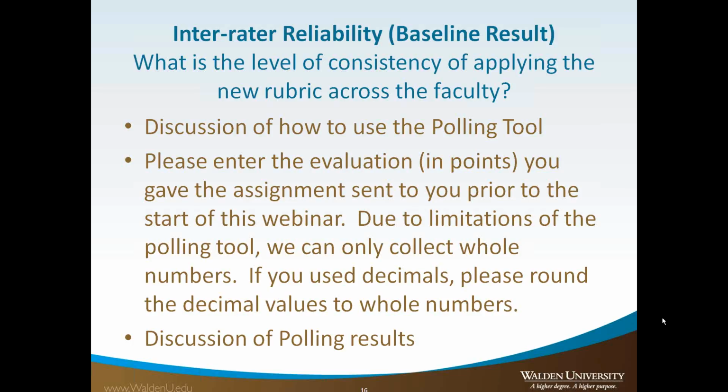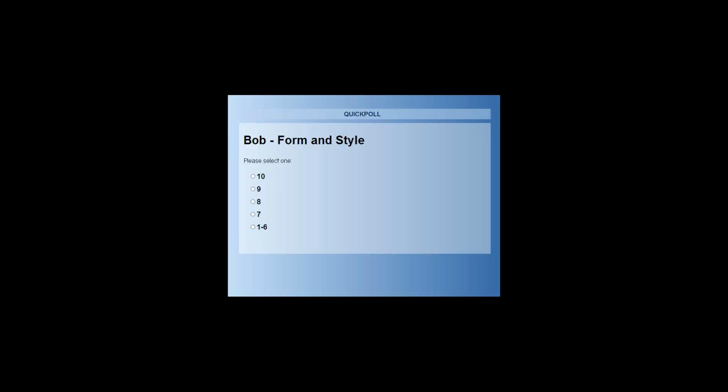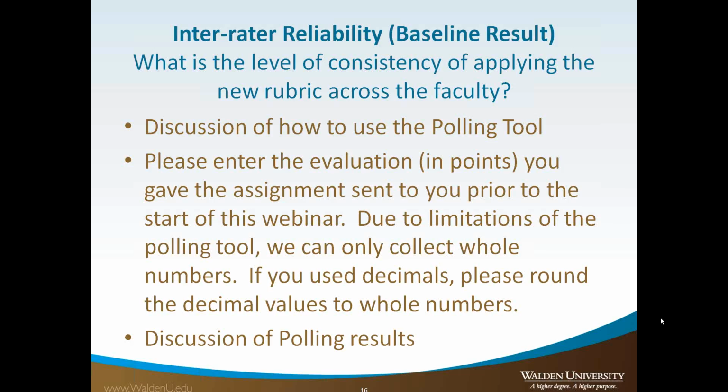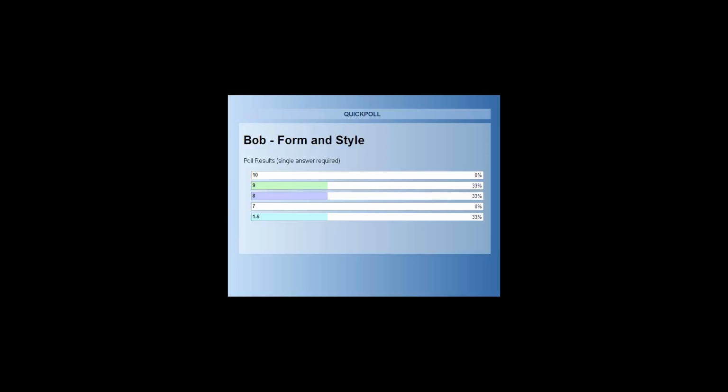This is the very last one for this set. It's for Bob and his form and style. If you could take a moment to let us know what you gave Bob for form and style. Oh, Bob's not doing so good. Okay, Bob's doing a little better. We have 8% in, 12%. All right, I'm going to close this one out at 12%, and here are our results for his last one. Well, that's interesting. Looks like we didn't have a big response, but it was quite spread out.